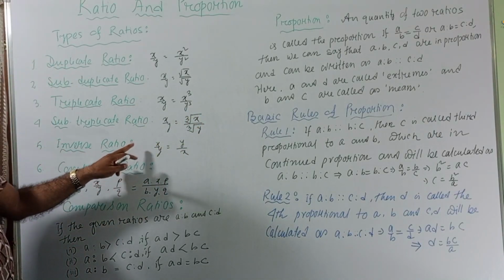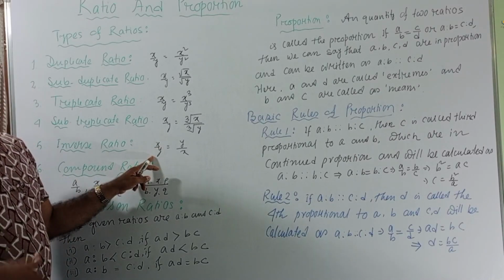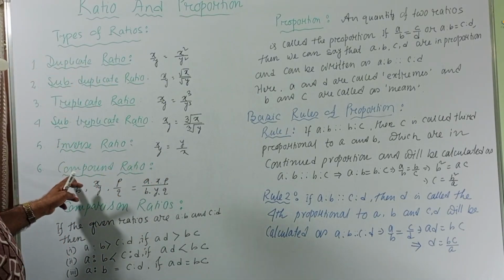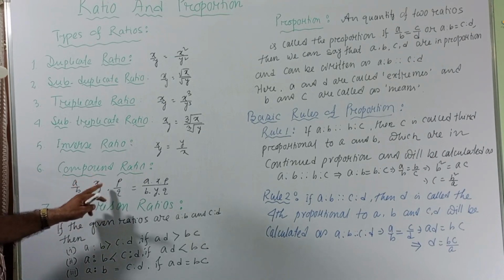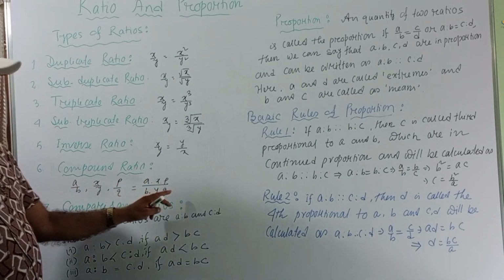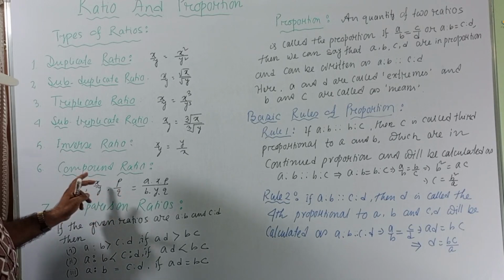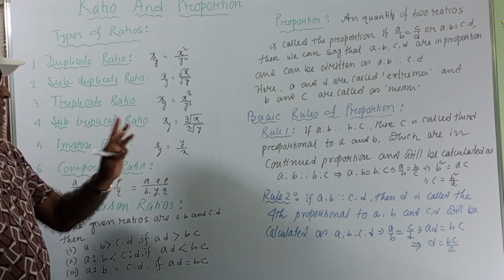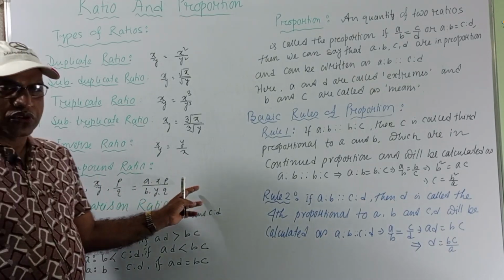Inverse ratio: x by y, then we can write y by x. This is inverse ratio. Just interchange numerator and denominator. Compound ratio means a by b, x by y, p by q, multiplying all the numerators and multiplying all the denominators. That means a into x into p by b into y into q. This is called compound ratio.